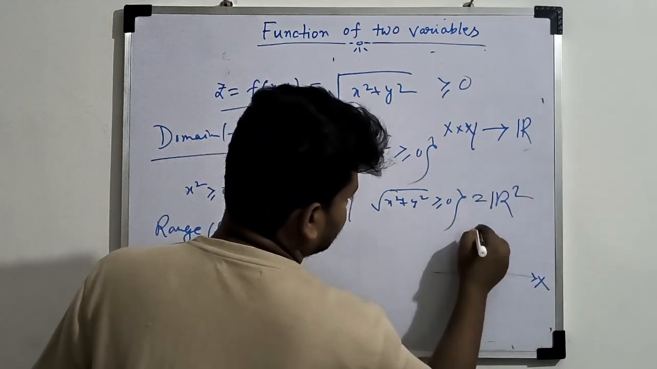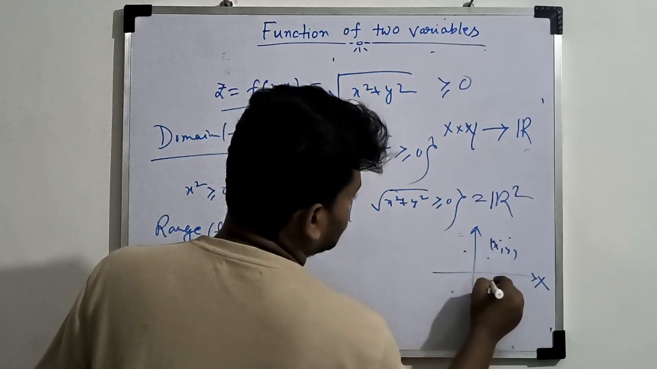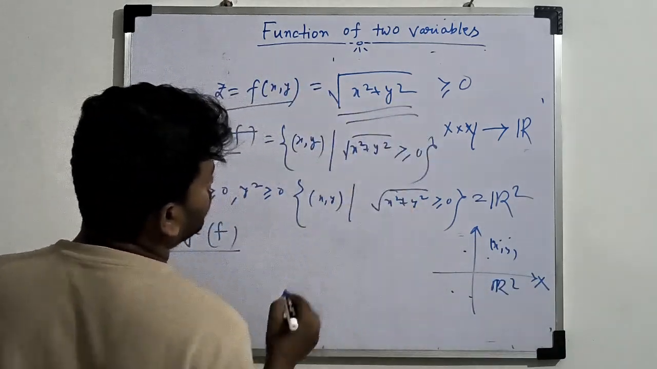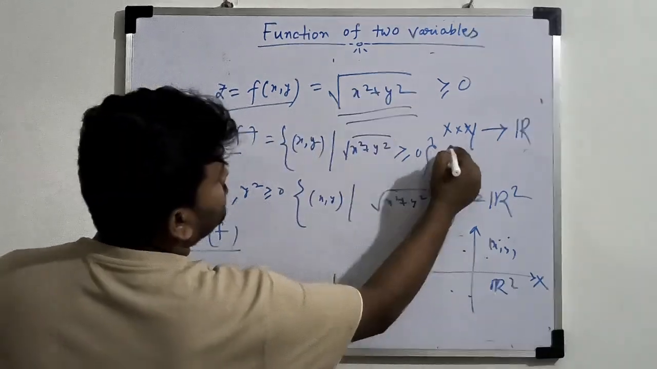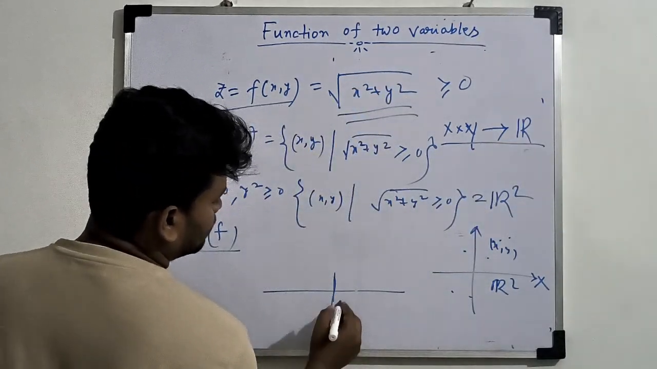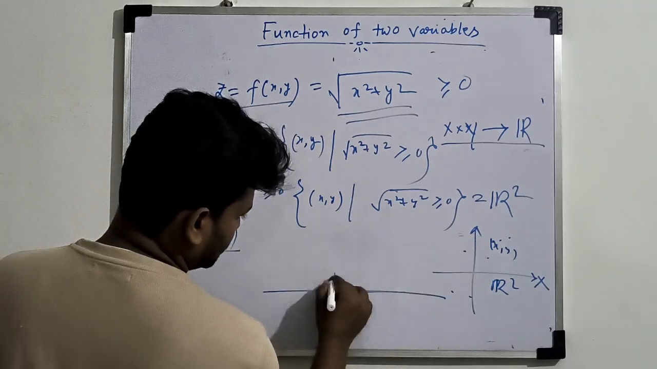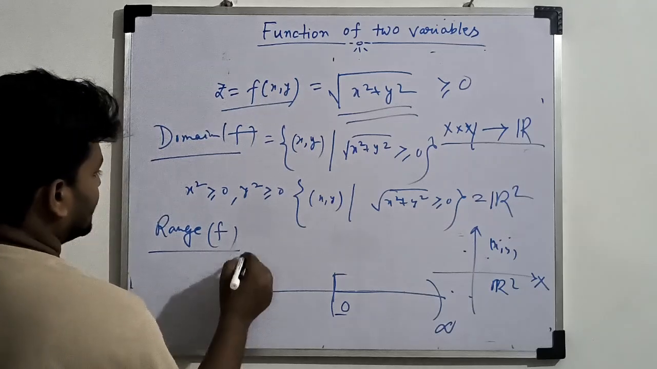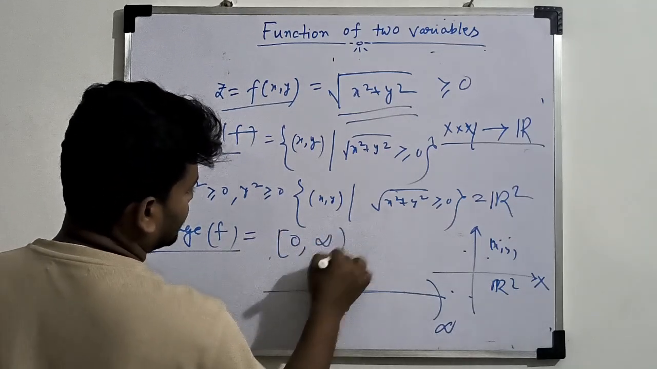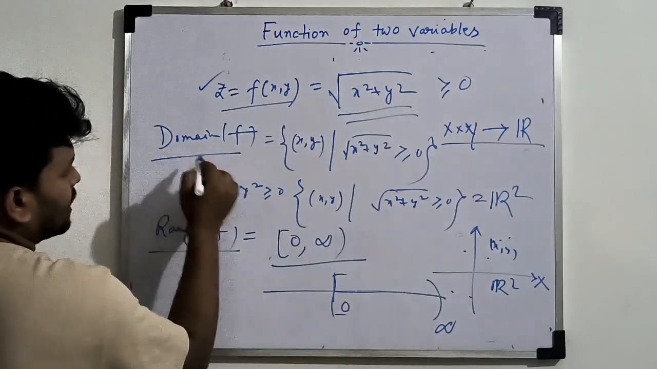So this is the x axis and y axis. Each element (x,y) you can choose from here. So it is the total R2. And for the range, the value should be greater than or equal to 0. As this is a function from X cross Y to R, the value of this function should be a real number greater than or equal to 0. So from 0 it can go up to infinity. So the range becomes the interval 0 closed, infinity open, that is 0 to infinity. This will be the range of this function and the domain becomes the whole R2.